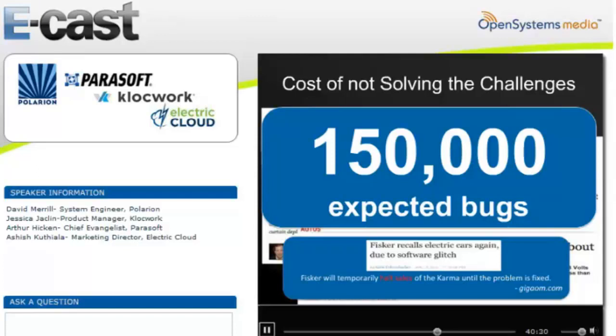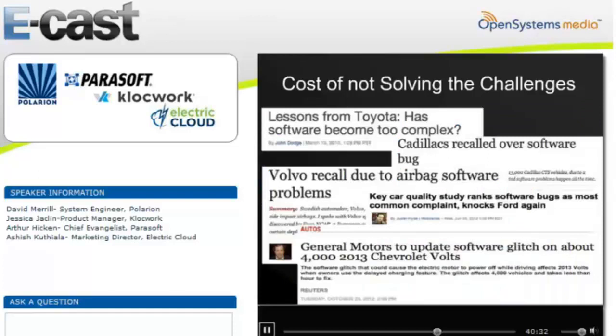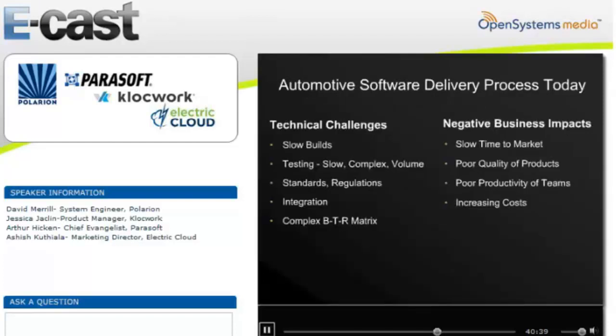We have all seen these headlines. There's a cost for not solving these problems. So, if I had to summarize, we talked about the different areas where software has an impact on the delivery of a working automobile to customers. But from a manufacturer's point of view, what are the challenges that we have to deal with, right?